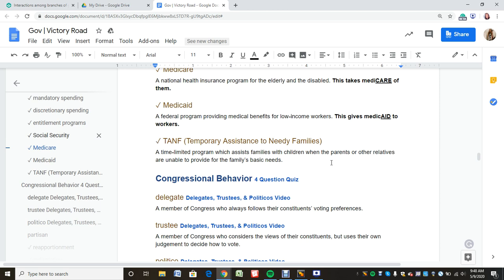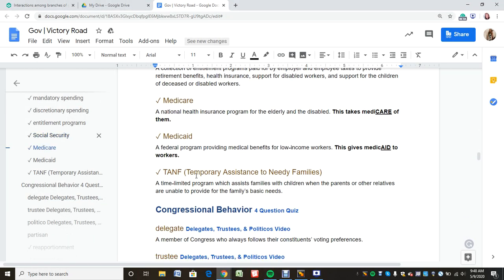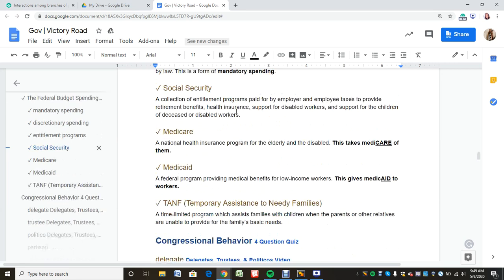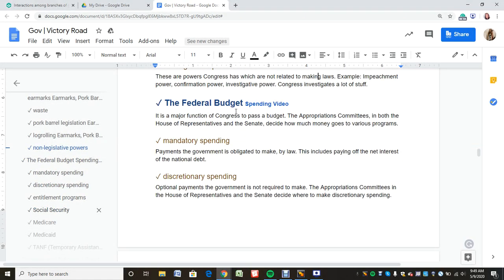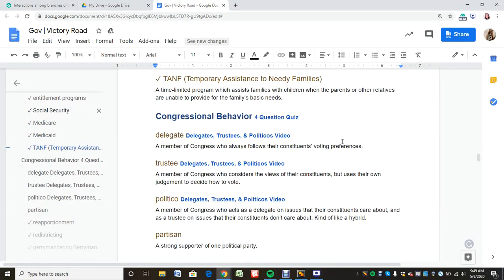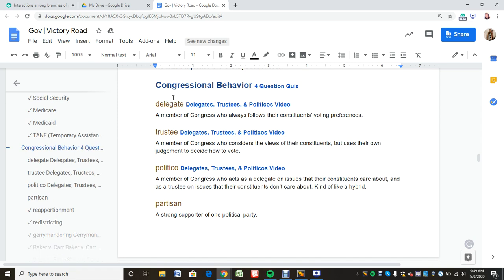And this is another interesting thing that John mentioned. It's another form of a mandatory spending program that would help families with the inability to feed their children, essentially. And so I think that sums up the federal budget and the previous legislative powers of Congress very well. But now let's get into the attitudes of our congressional members, because they can behave in three main ways and they can also have partisan attitudes.